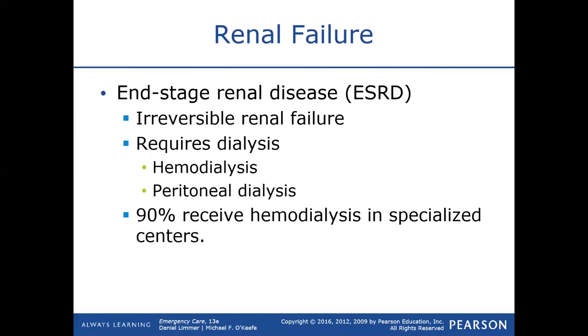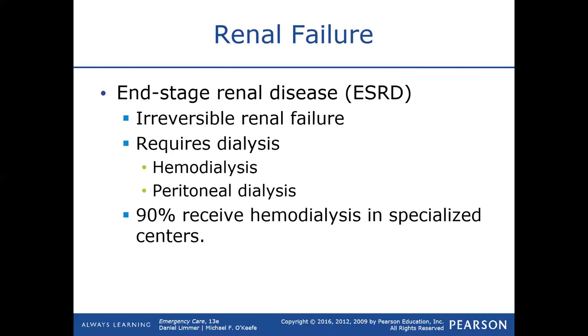End-stage renal disease, ESRD, is irreversible renal failure. It requires dialysis. And there's 2 different kinds of dialysis: hemodialysis and peritoneal dialysis. We'll talk about both of those in just a second so you have an idea of what they are. 90% of people receive hemodialysis in specialized centers. That's when you go to the hospital 3 days a week or whatever it is, and they hook up to you and filter your blood for you, and then you go home.